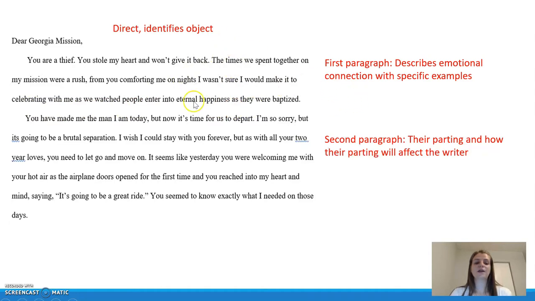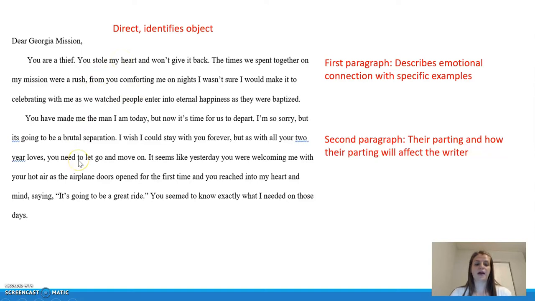Okay, so what does this paragraph do? Go through and ask, how does it function? Well, the first paragraph is all about describing the author's emotional connection to the object, to his Georgia mission, and you can see that he also gives specific examples. So he talks about baptism. He gives you this great image of baptism and sleepless nights. But that's all that paragraph is about. He doesn't talk about the end of his mission and then a bunch of companions. He sticks to one subject, which is his emotional connection with his mission.